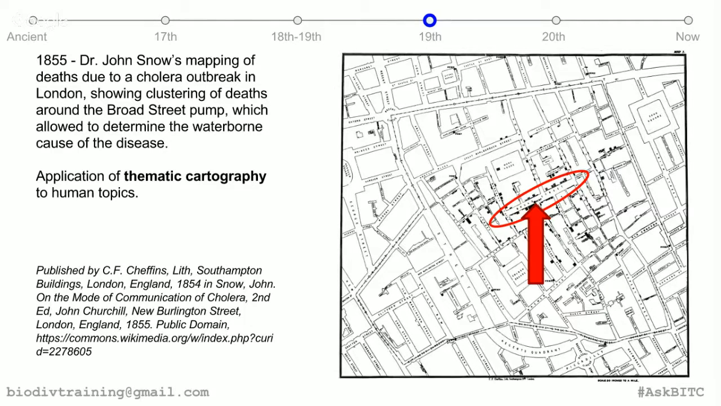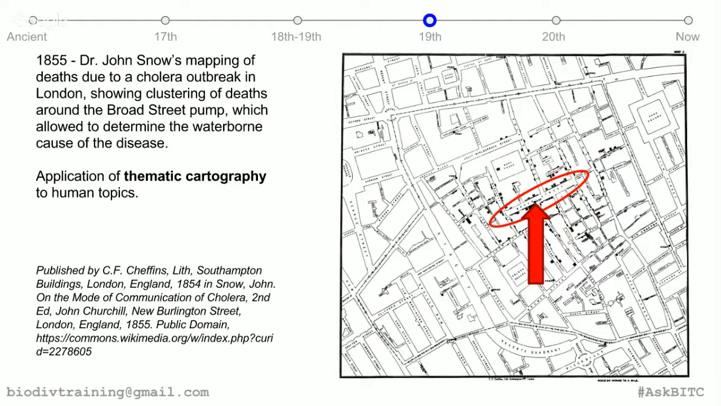waterborne. And this is one of the first applications of thematic cartography to human topics, to health topics in particular. Also, this was the foundation for a future plot type called the Voronoi diagram, in which all points in an area are equidistant to its center. And this is considered to be the key innovation for modern epidemiological mapping.